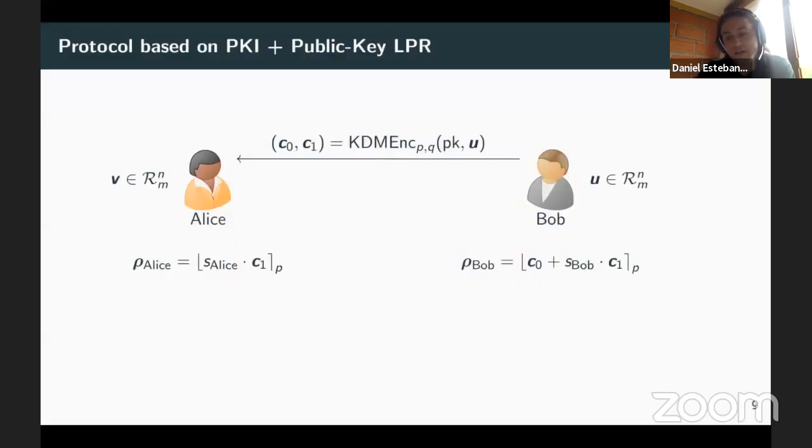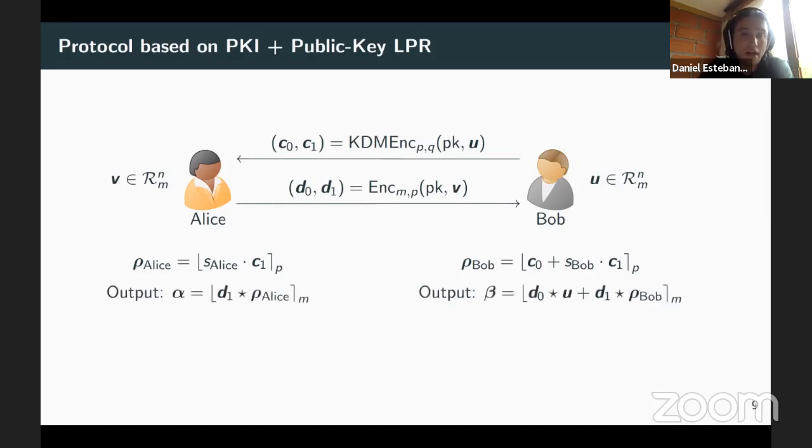For the second step, Alice will send to Bob an encryption of her input V under different parameters. Notice that the first one is P and Q, the second one is M and P. They are going to be smaller. So she sends an encryption of her input V, D0, D1, to Bob. Once Bob receives this, they can define the final output. Alice defines alpha, the rounding of D1 times rho Alice towards M. When I write star, by the way, I mean coordinate-wise product, because these are two vectors. Bob outputs beta, that is D0 times U plus D1 times rho Bob, rounded towards M.